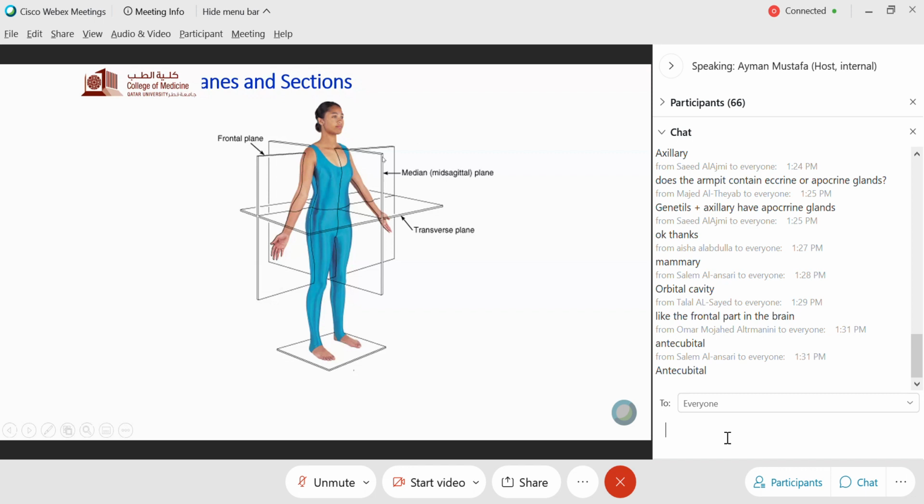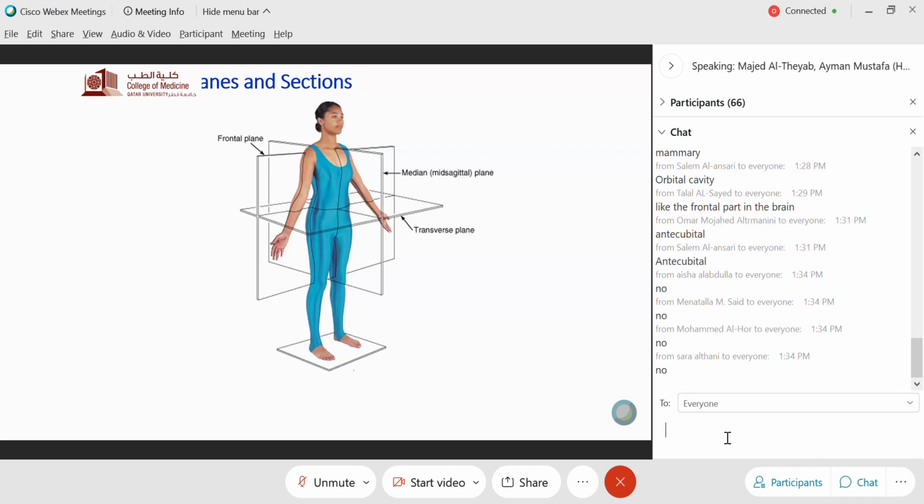So the median plane is a vertical plane. That's the first condition. It passes exactly through the center of the body. It divides the body into equal right and left halves. Okay? So do you expect the median plane to pass through the lung? No. It will pass exactly in the middle. Things that are located in the middle of the body, it will pass through them. Okay?